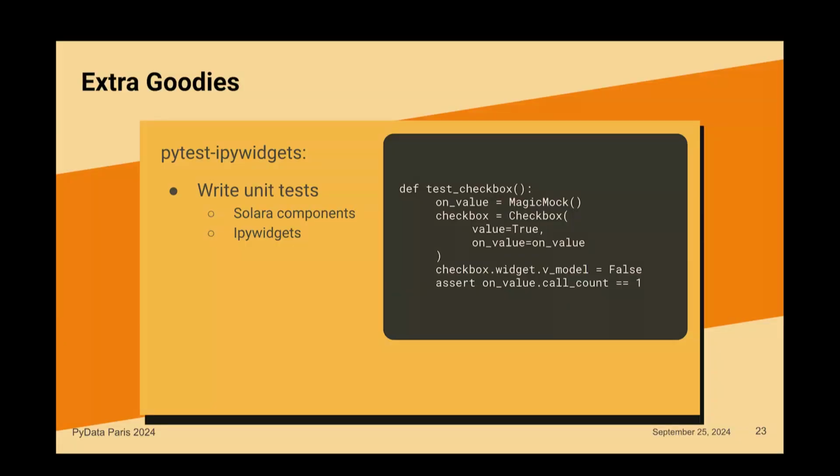through that. So we give this checkbox value true, which means it's checked, and we hook this change function, the function that we want to be called when something changes, up to that. And then we can change checkbox.widget.v_model, which is the value of that widget, to false, and see that everything works correctly. The onValue function should have been called once. And then you can elaborate on this logic and test all of the functionalities of your component.